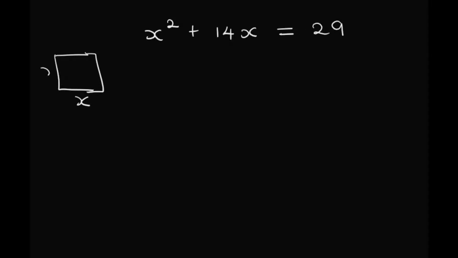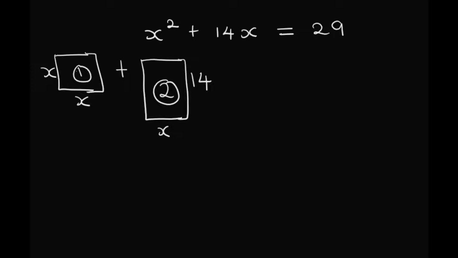x this side, x this side. Then we say plus this square. So this is square number 1. It represents x squared, right? Then we move on to the next, 14x. We don't know if 14x forms a square or a rectangle, but I'm just going to assume that it's a rectangle. Then we'll have a 14 here, the longest side, and then an x here. So this is number 2, right? Then we say is equal to, we have the area of 29. So then now we move on to the next step.